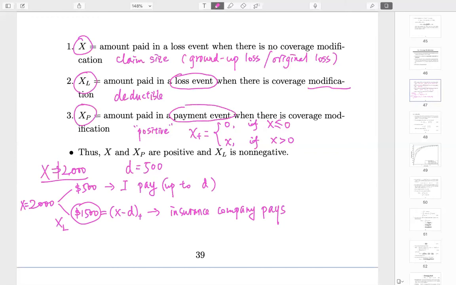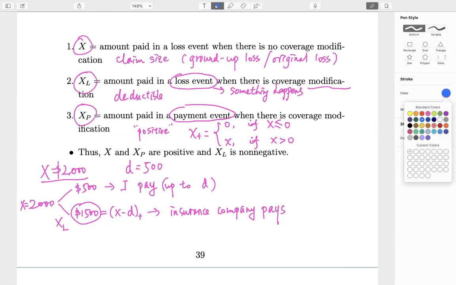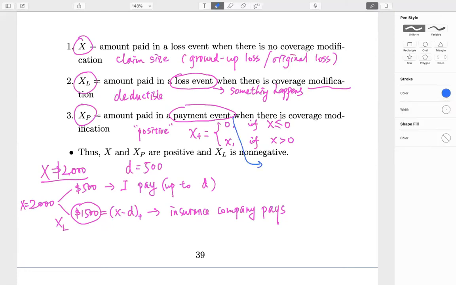A loss event is when a loss happens. So basically when an accident happens, or a significant event happens as defined by the contract. You can think of it as something happening. What is a payment event? Let me get a different color because they are totally different. A payment event is when the insurance company needs to pay.